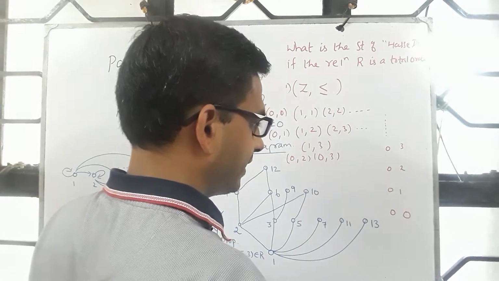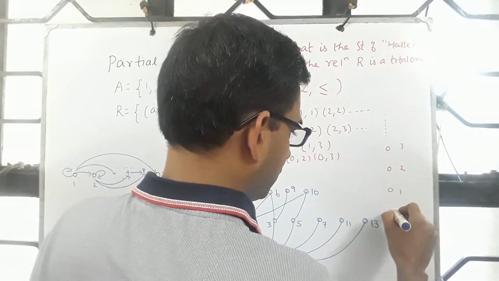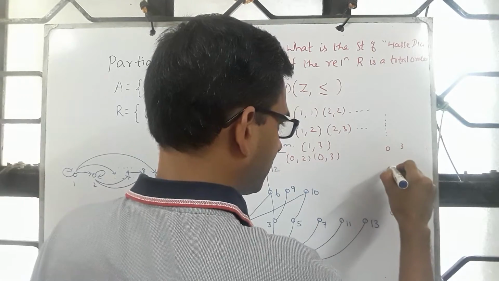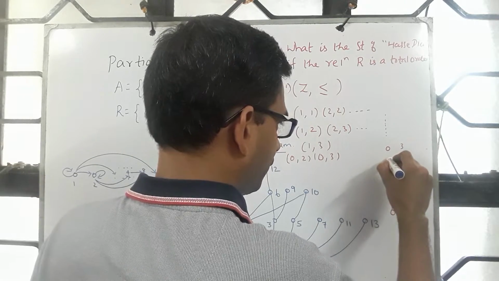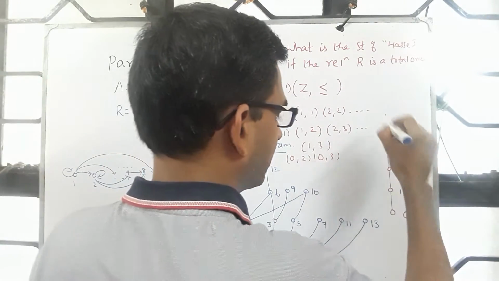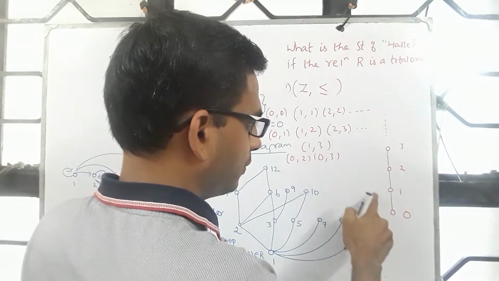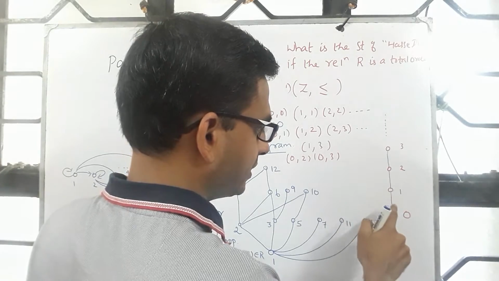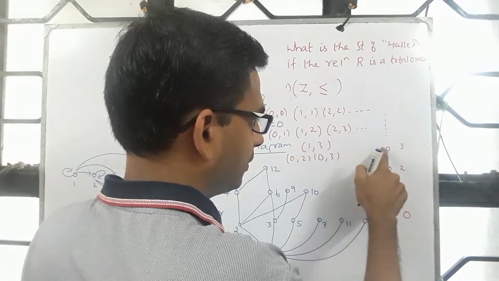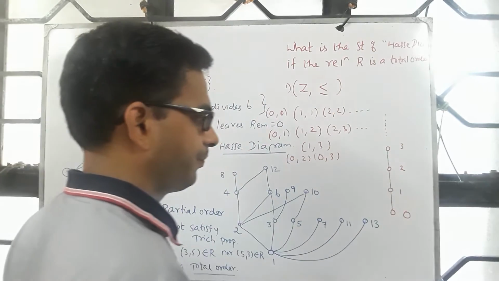We only draw antisymmetric arcs. So 0 comes first, followed by 1, 1 comes after 0 before 2, and similarly 2 comes after 1 before 3, and so on. 0 to 2 is a transitive arc, implicit. 0 to 3 is a transitive arc, implicit. Similarly 1 to 3, 1 to 4, and so on.